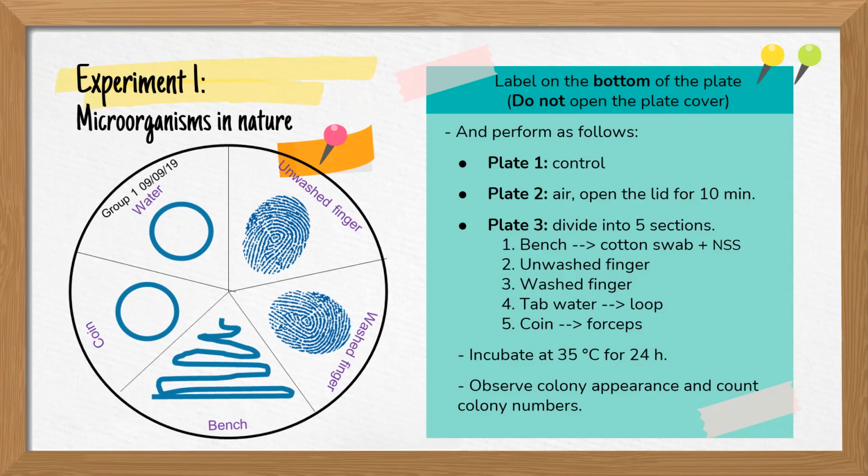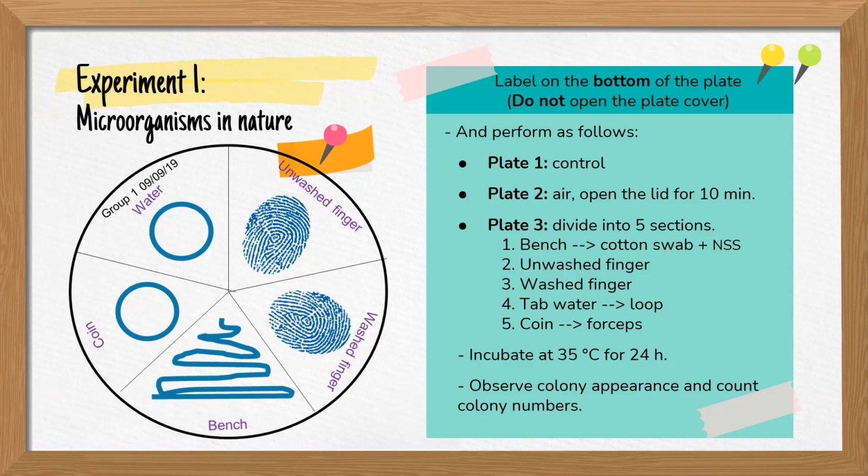For the first section, you need to dip a sterilized cotton swab in normal saline solution, then rub onto the benchwork surface. Smear the swab on the NA plate thoroughly and close the lid. Section 2, stamp unwashed thumb onto the plate and then close the lid. Section 3, stamp washed thumb onto the plate, then close the lid. Section 4, collect tap water using an inoculating loop, then smear onto the plate. Section 5, place a coin onto the plate using sterilized forceps. Remove the coin and then close the lid.